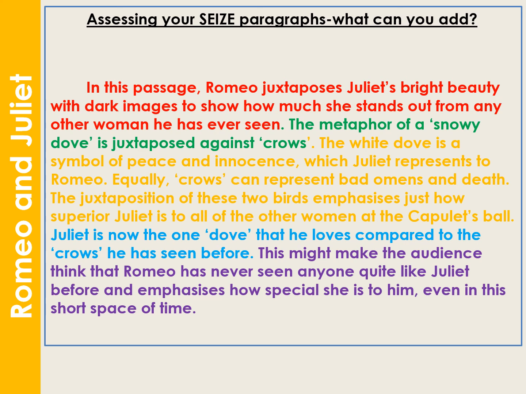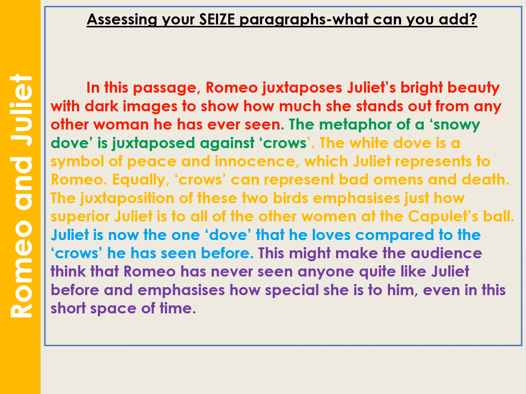In this passage, Romeo juxtaposes Juliet's bright beauty with dark images to show how much she stands out from any other woman he has ever seen. The metaphor of a snowy dove is juxtaposed against crows. The white dove is a symbol of peace and innocence, which Juliet represents to Romeo. Equally, crows can represent bad omens and death. The juxtaposition of these two birds emphasises just how superior Juliet is to all the other women at the Capulet Ball. Juliet is now one dove that he loves compared to the crows he has seen before.